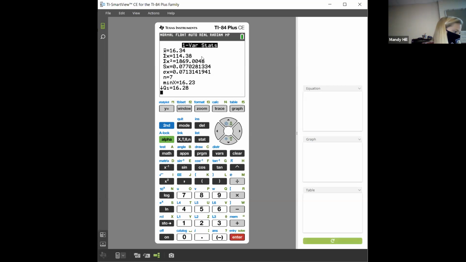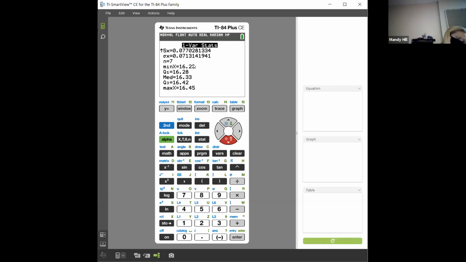The next question says, what is the standard deviation? Well, that's that SX, right? And this is 0.077. It says round to the hundredths place, so that's really going to be 0.08, right? Because that 7 is going to make you round up. Then I'm going to skip down to part B just while we're here. So look at the screen real quick. To get that 5-number summary, we need to hit the arrows and go down and write these down.